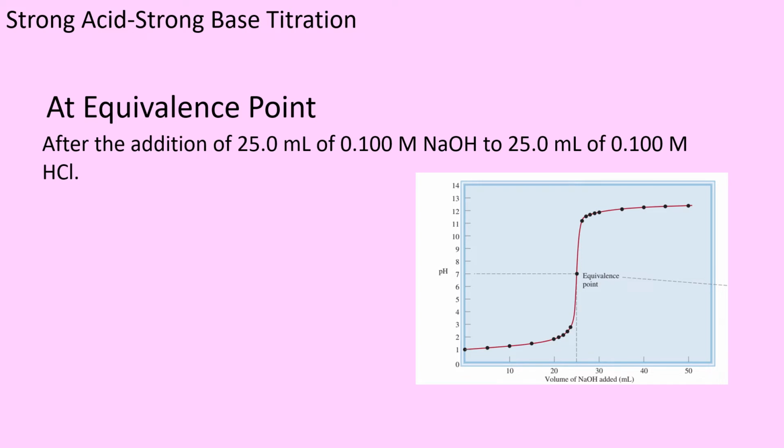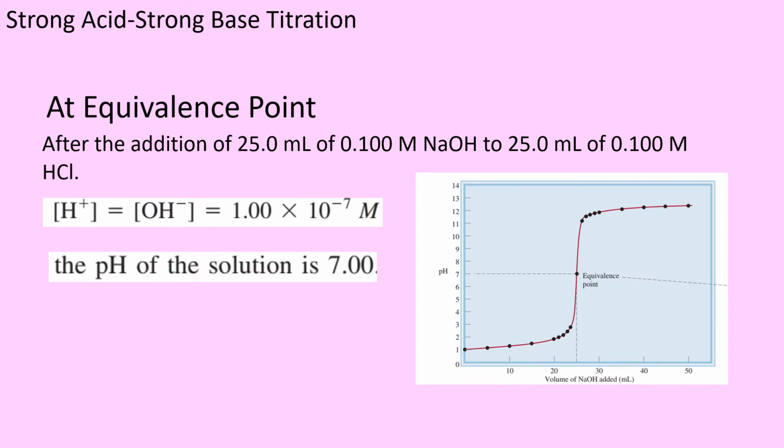As we can see from the graph here, for the calculation, we will have equal numbers of hydrogen ions and hydroxide ions. So that will be 1.0 times 10 raised to negative 7 molar. Then the pH of the solution is 7. This is true when the titration is between a strong acid and a strong base.